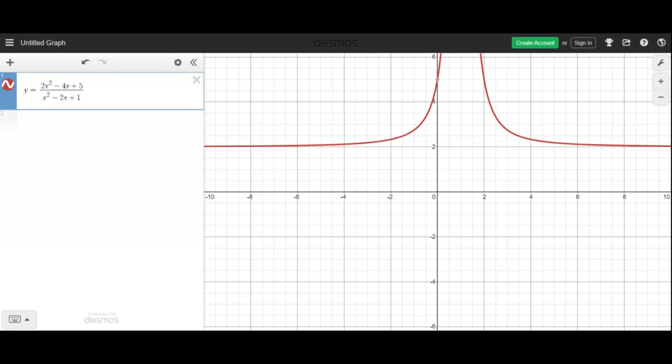Good. So this time the range is only going to go from 2 to positive infinity, because notice there's nothing on our graph that's below that horizontal line, right? So all of our y values this time are above the value of 2, so we're only going to go from 2 to positive infinity for our range this time. Any questions about that?